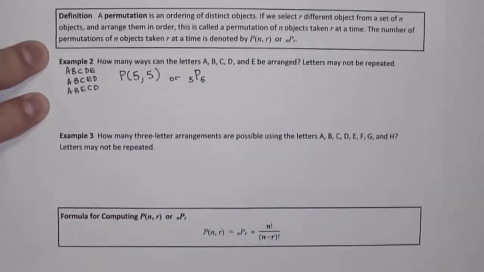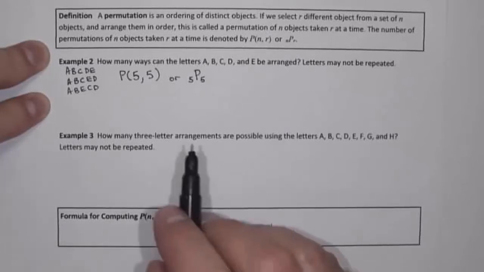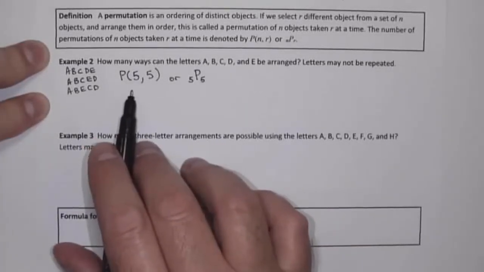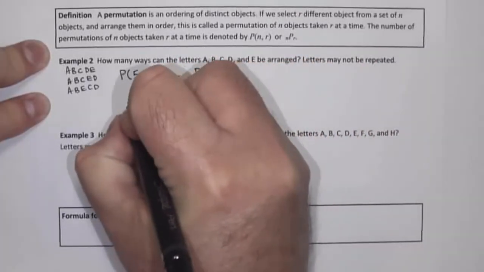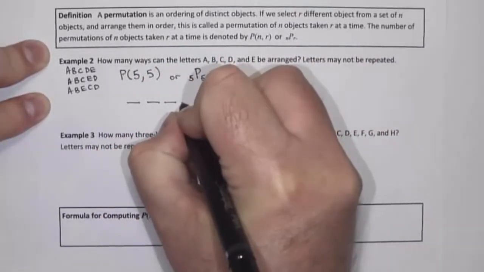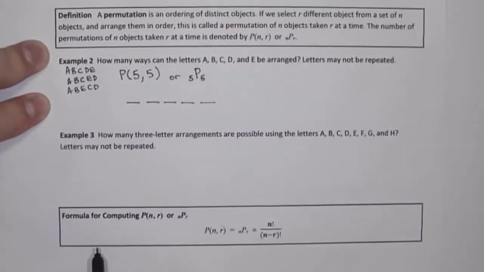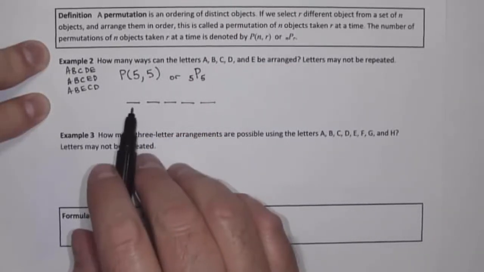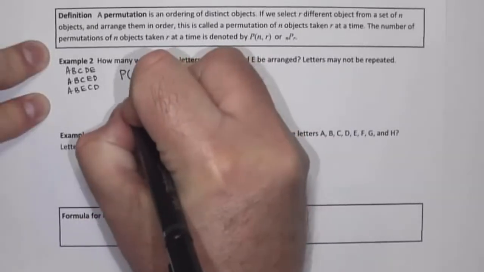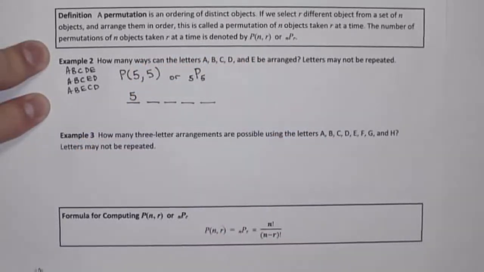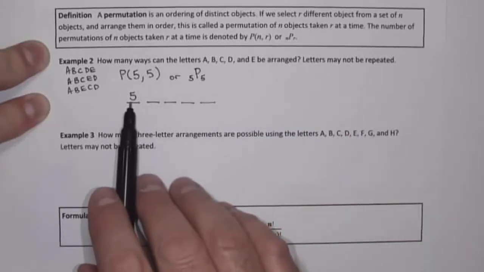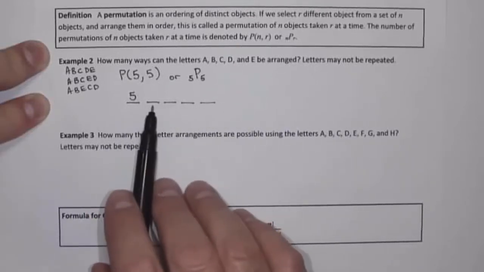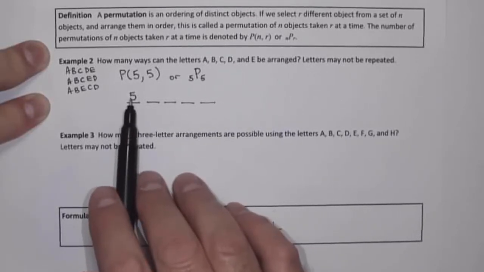Now, how do we go about answering this question? Well, we can use the fundamental counting principle that we used before. If we think about this, we have 5 letters that we're arranging. We're using all 5 letters. So when I select the first letter, there are 5 letters to select from. But now letters cannot be repeated. For example, if I select A for the first letter, then A cannot be any of the other letters. A can only be the first letter, and the same for B, C, D, and E.